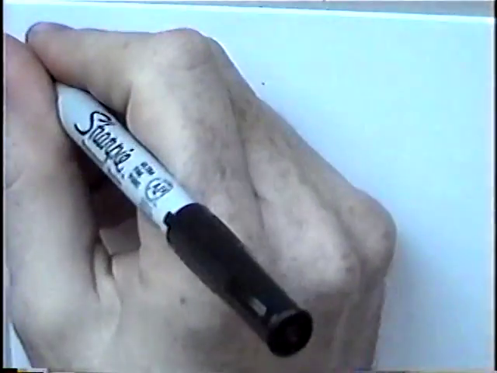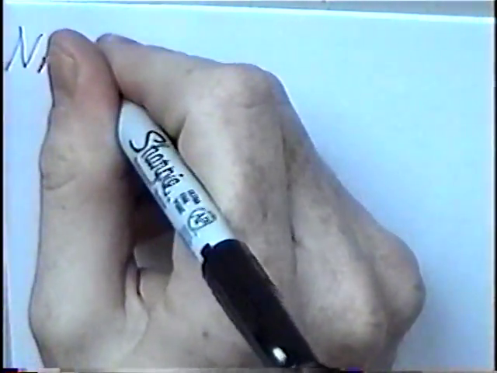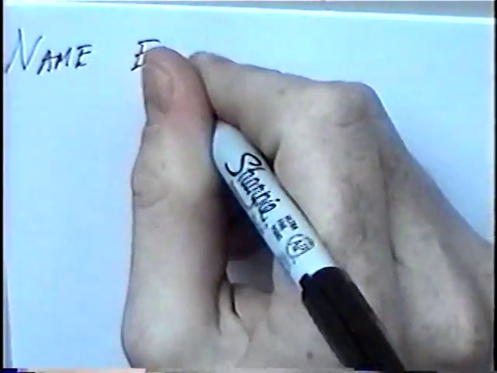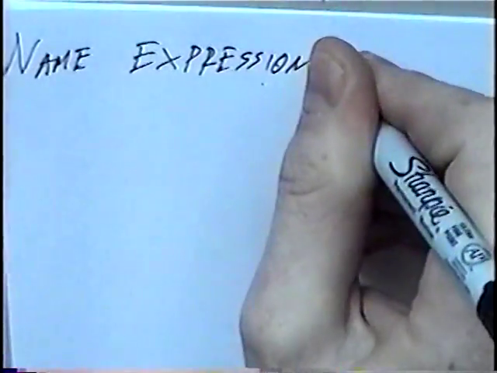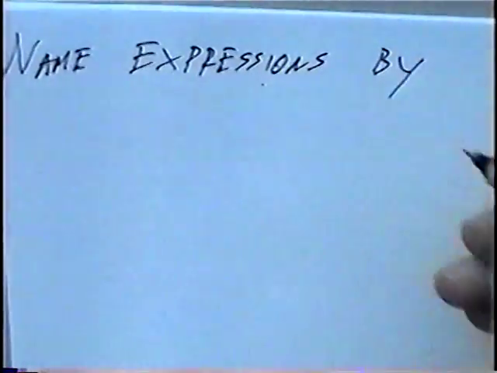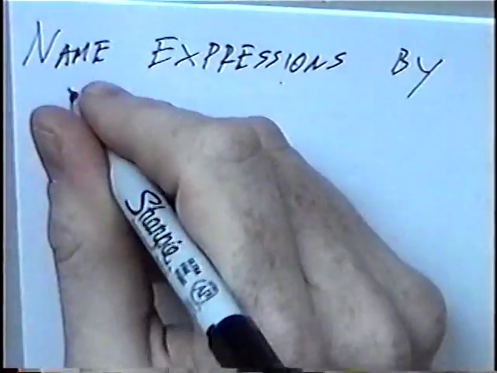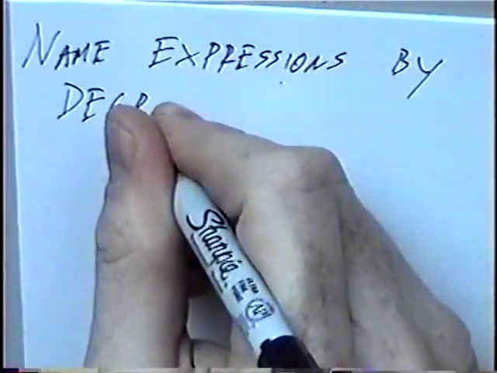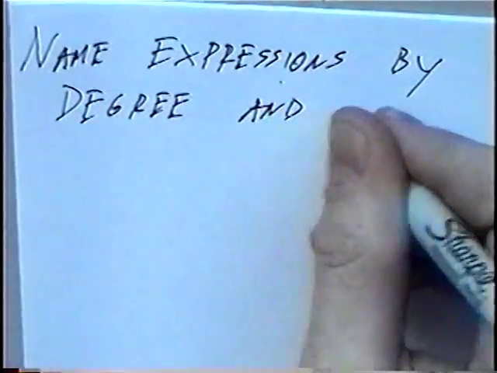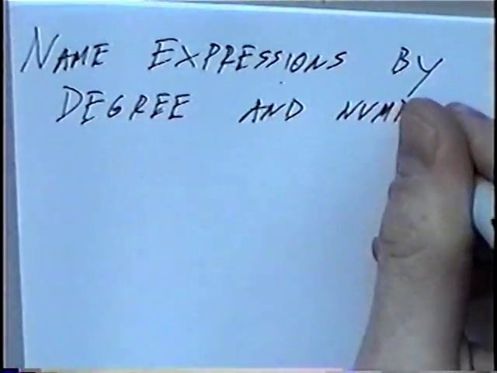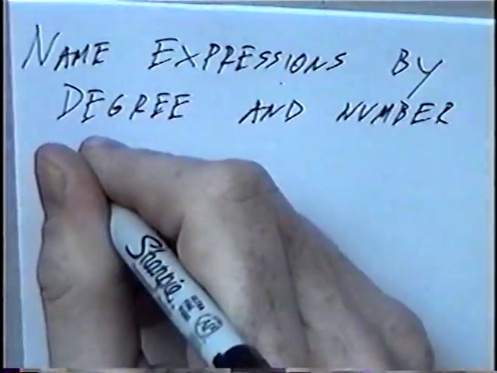Title of the next section is Name Expressions by Degree and number of terms.